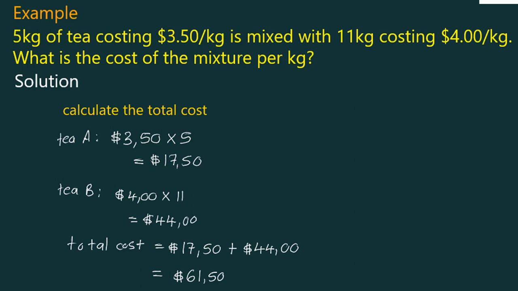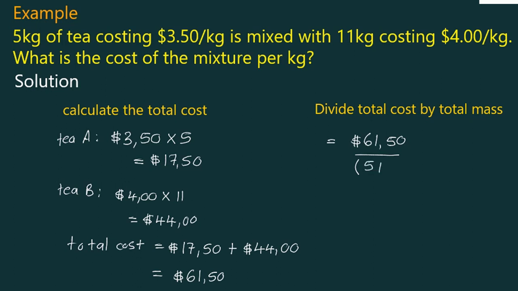Okay, since these two types of tea are being mixed together, for us to find the cost of the mixture per kilogram, we now divide the total cost of both teas by the total mass. So the total cost is $61.50. We divide that by the total mass. We have 5 kilograms and 11 kilograms, so that's what we divide with.